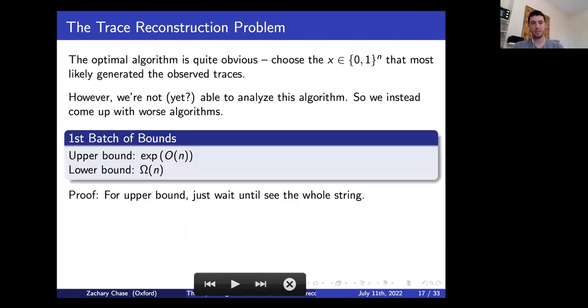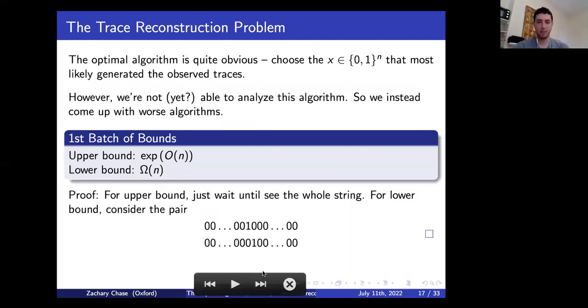Going here, the first batch of bounds are an upper bound of e to the n and a lower bound of n. The upper bound is trivial. You just wait until you see the whole string, right? If you have e to the trillion n traces, at some point you'll see the whole string.